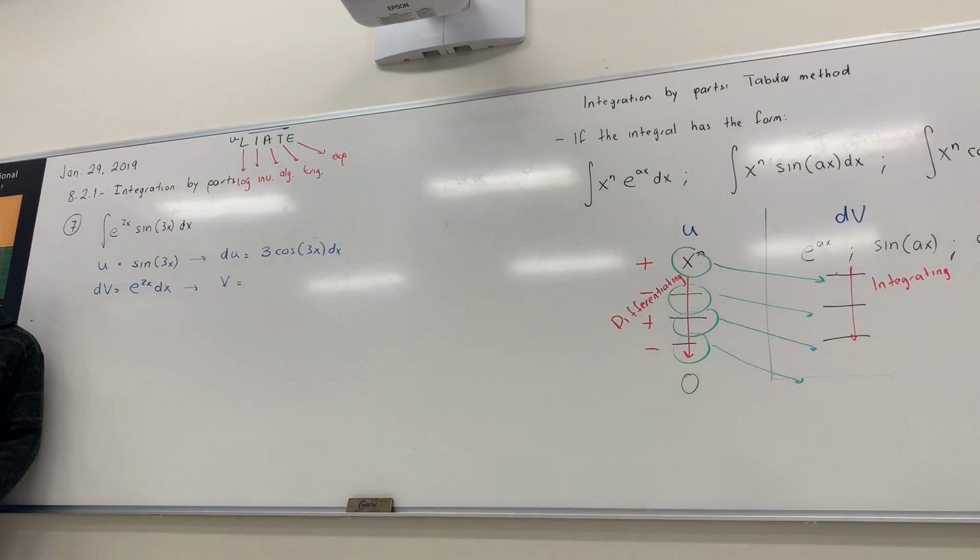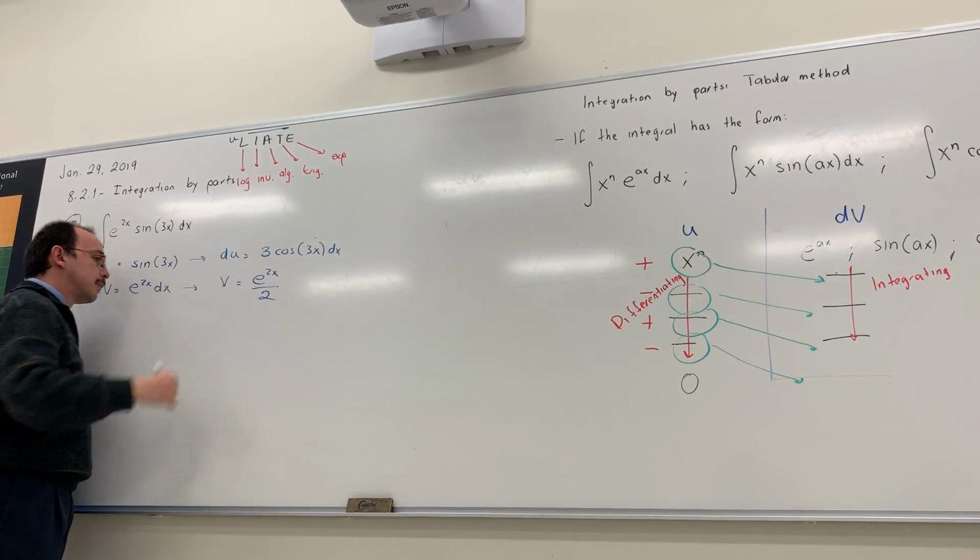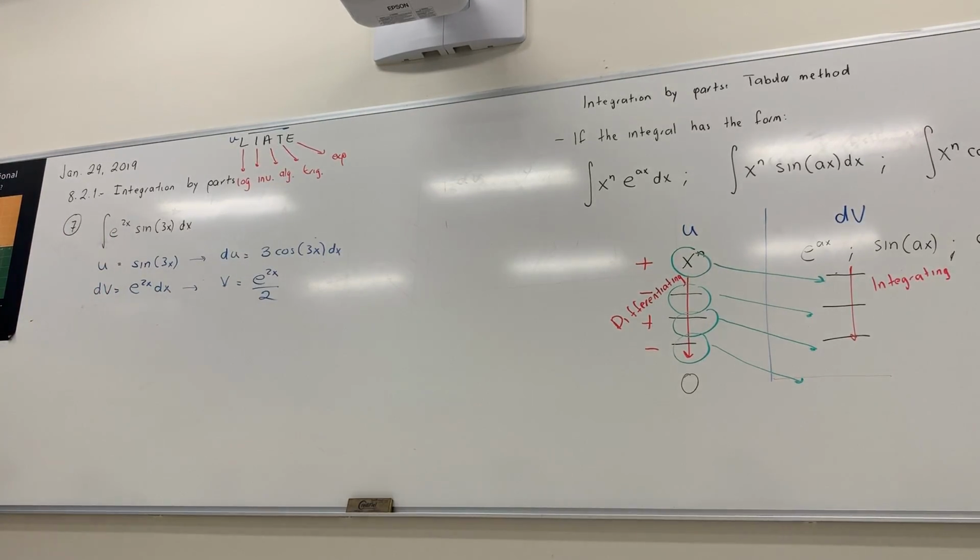And v is e to the 2x over 2. Why? Because if the chain rule is multiplying, the integral divides. It's substitution, basically. Quite simple.